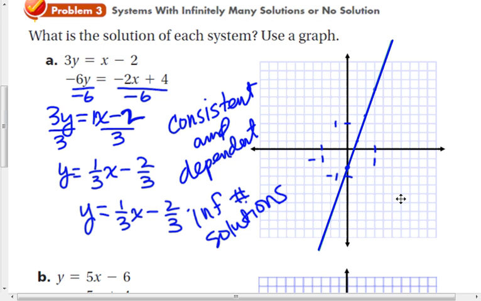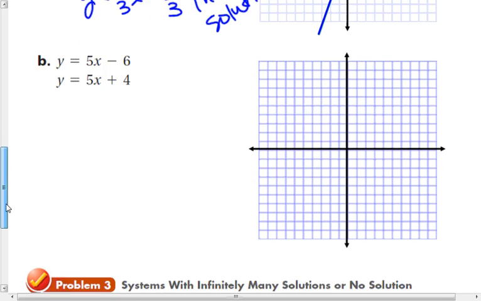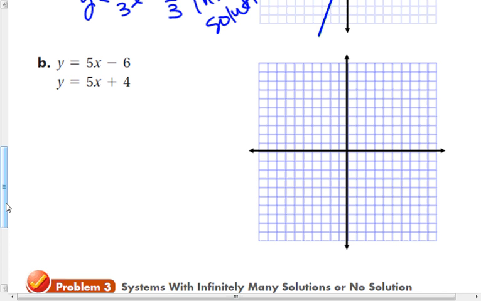All right, you want to try that with system B here? Actually, we'll do this one together too. So the y-intercept for the first equation is -6. Let's put a dot there. And our slope is 5. So we're going to go up by 5. So there we go. Draw that line in. And that looks like that.